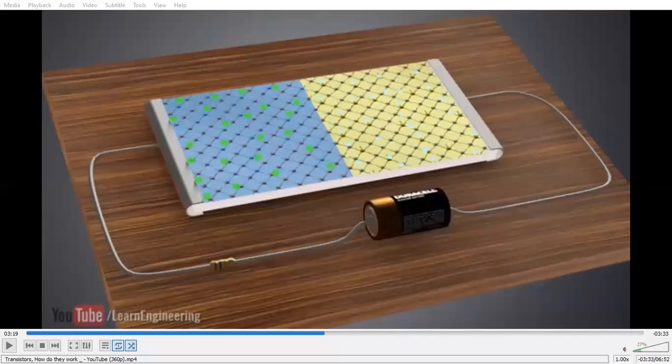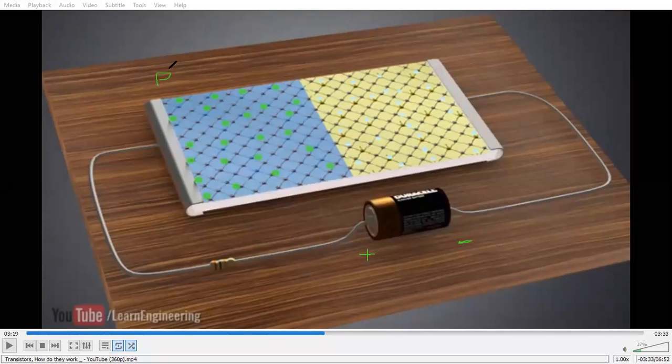Now, this one is another example of forward bias. You have your battery. This one is your positive terminal, this one is your negative terminal. This is your P-type semiconductor, and this will be your N-type semiconductor. So the P is connected to positive, the N connected to negative.